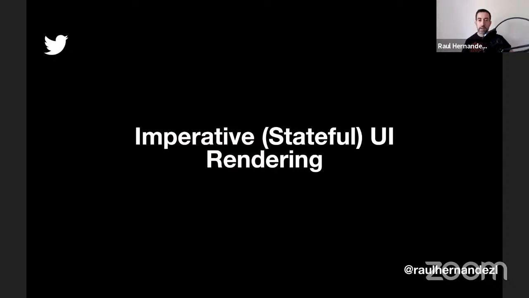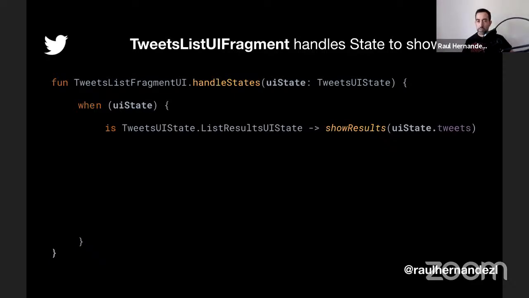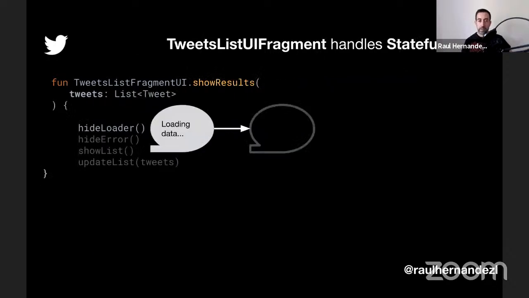And now let's see how we can render this into the imperative stateful UI. Stateful, because as you will see, we need to obviously set different things, different states into the view. So here we are passing the state flow, it's communicating the state to the imperative UI. So handling those states with the UI, we're going to get the list results UI state. So we need to define an extension function as well that is going to do the show results, passing the tweets. What do we have there? Something like this. We pass the tweets and we start doing fancy things with the view, right?